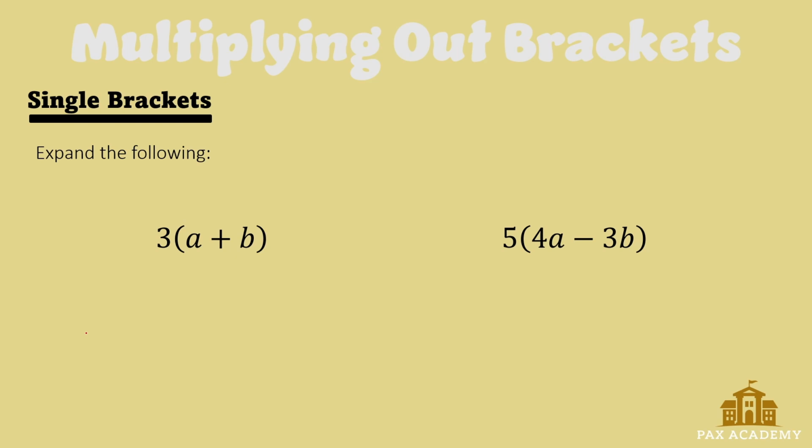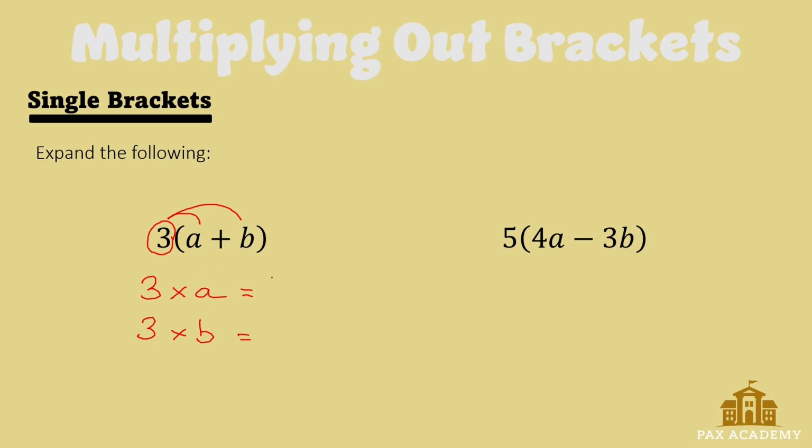Okay. Now the first thing to spot here is that we have a term outside of the brackets, or in front of the brackets. And this term here is 3. Then this 3 is going to be multiplying each term inside the brackets individually. So what we're going to get is, first we're going to have 3 times a, and the second term is going to be 3 times b.